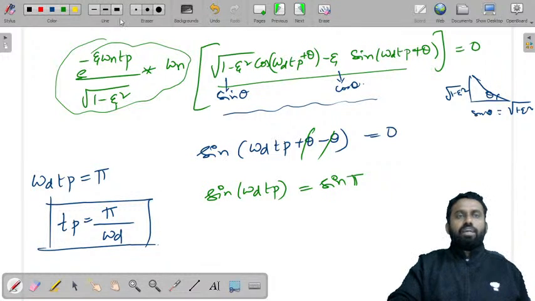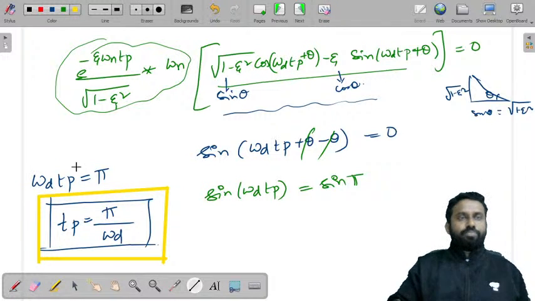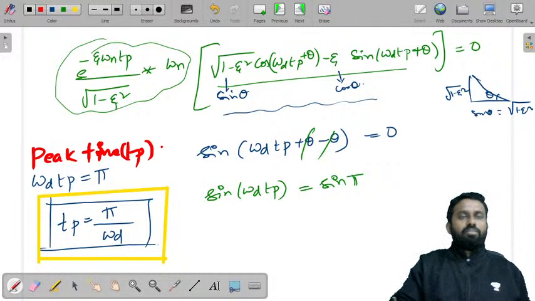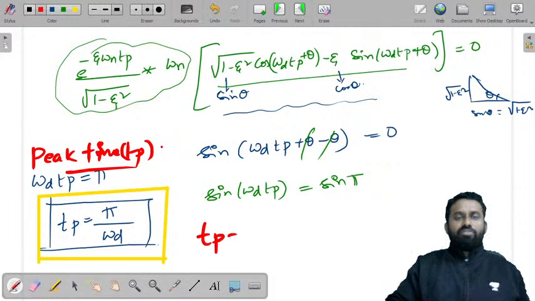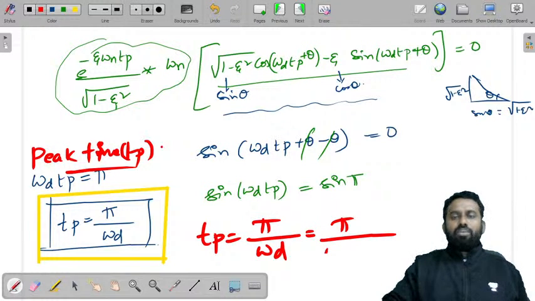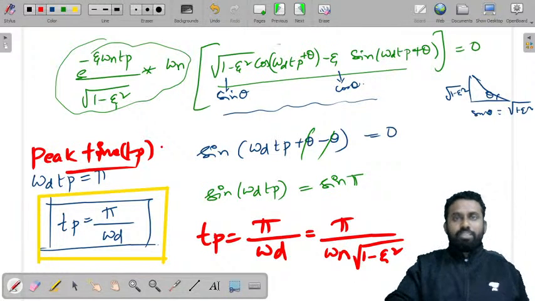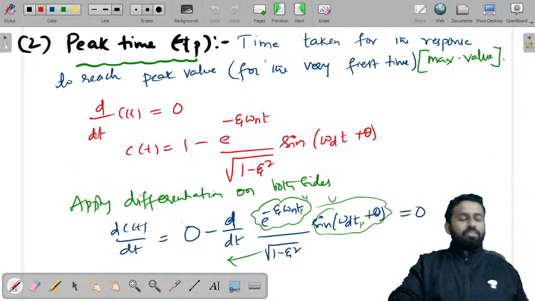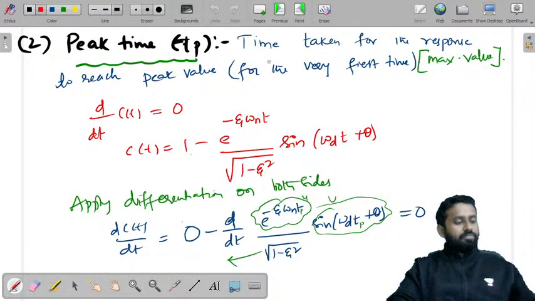So this is the value of peak time, Tp. So Tp is equal to finally pi by omega_d. What is pi by omega_d? Omega_n into under root of 1 minus zeta square. So let me just go back and see. Yeah, you can check this. You have got this.